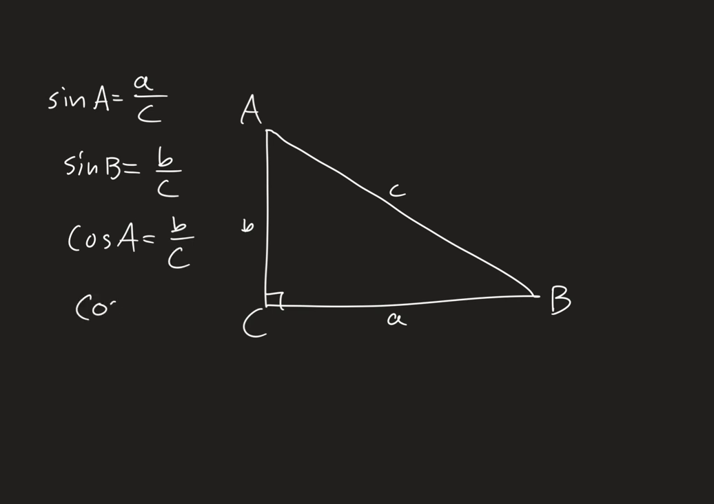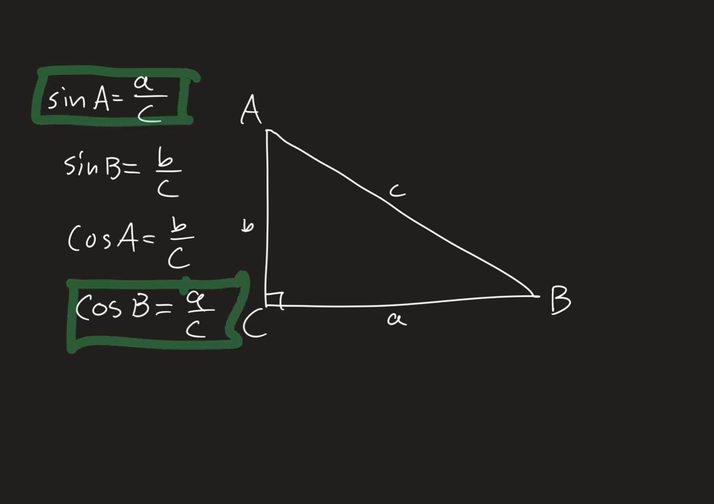And what about the cosine of B? Well, if I was to say cosine of B, that's the adjacent, which I call A, over the hypotenuse, which I call C. And this leads us to some information here that's very valuable. Hopefully you can see this. What I want you to recognize is, look at the sine of A and the cosine of B. They both equal A over C.